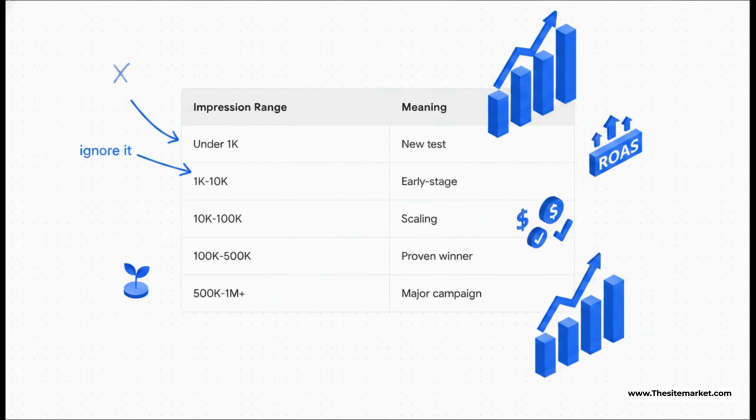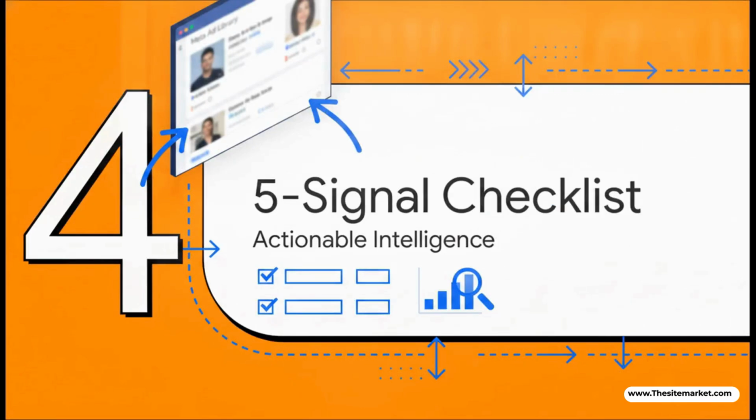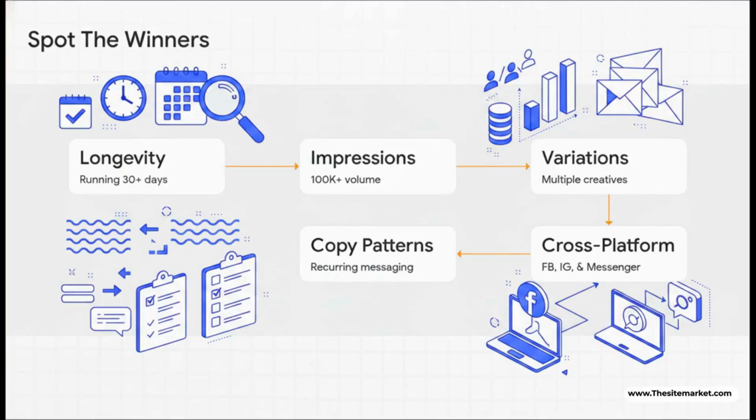It mathematically proves the advertiser has passed their internal return on ad spend goals, they are highly profitable, and they are actively scaling spend behind that specific piece of creative. Section 4. Spot winners with our 5 signal checklist. This is how we extract actionable intelligence and absolutely guarantee we are analyzing a profitable campaign. Okay, before you even think about studying an ad structure, run it through this 5 signal checklist.